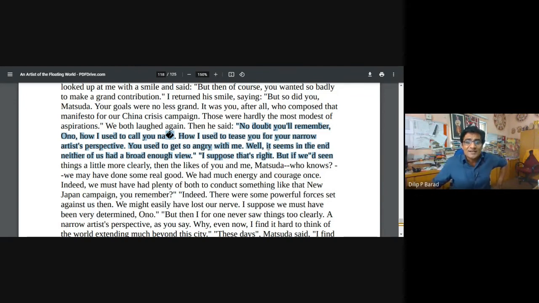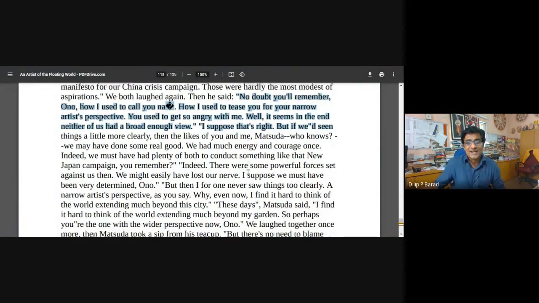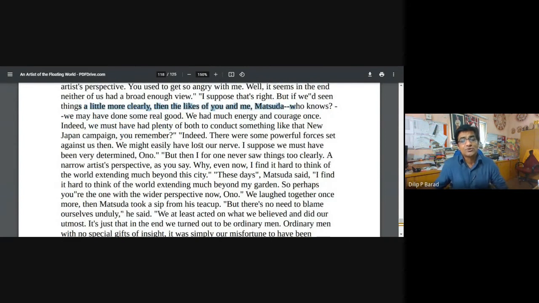So he said that, it seems in the end, neither of us had a broad enough view. We are not able to see the things in a complete way. I suppose that's right. But if we had seen things a little more clearly, then the likes of you and me, Matsuda, who knows, we may have done some real good.